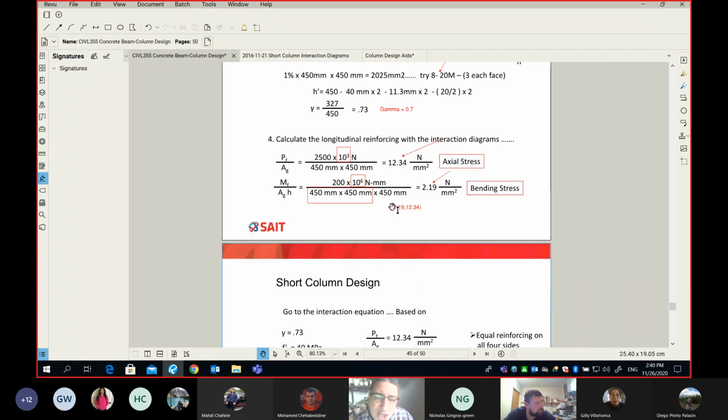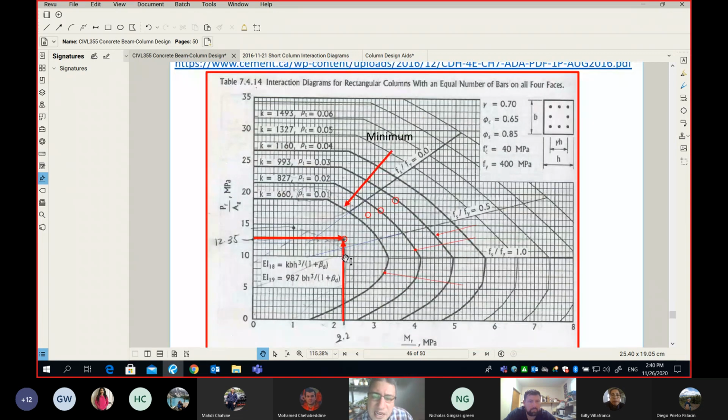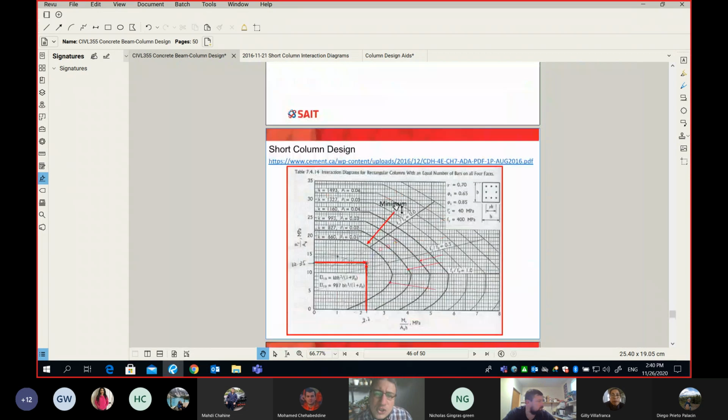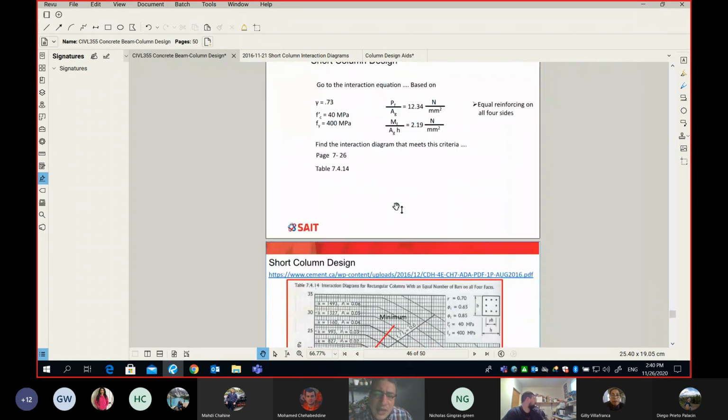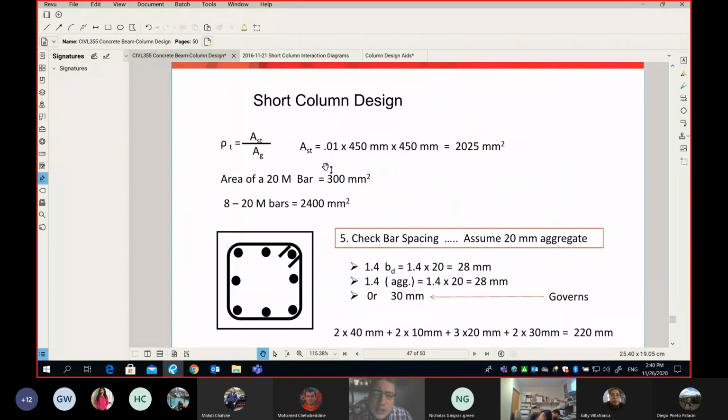And simply from the interaction diagram, we get our minimum reinforcement ratio of 1%. Now, if we know that our reinforcement ratio is 1%, what will be next? You multiply the 1% that you got from the interaction diagram times area gross, and this will give you the area of the steel. So here we have 2025 millimeter square.